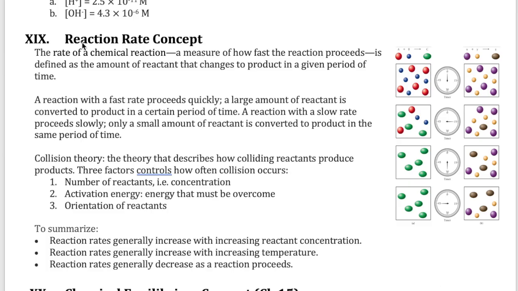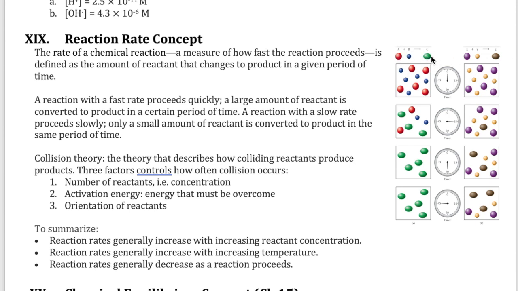Hey everyone, in chapter 15 we're going to talk about two related concepts, which are reaction rate and chemical equilibrium. Reaction rate is a concept about how fast a reaction progresses. In other words, how much time or little time it takes for the reactants to convert to the product.